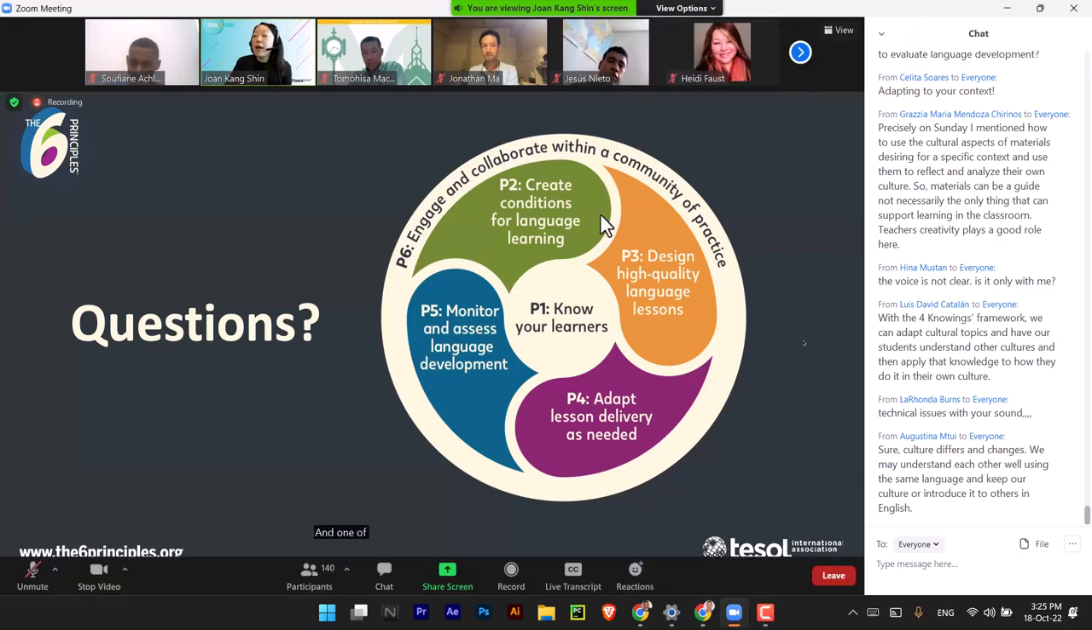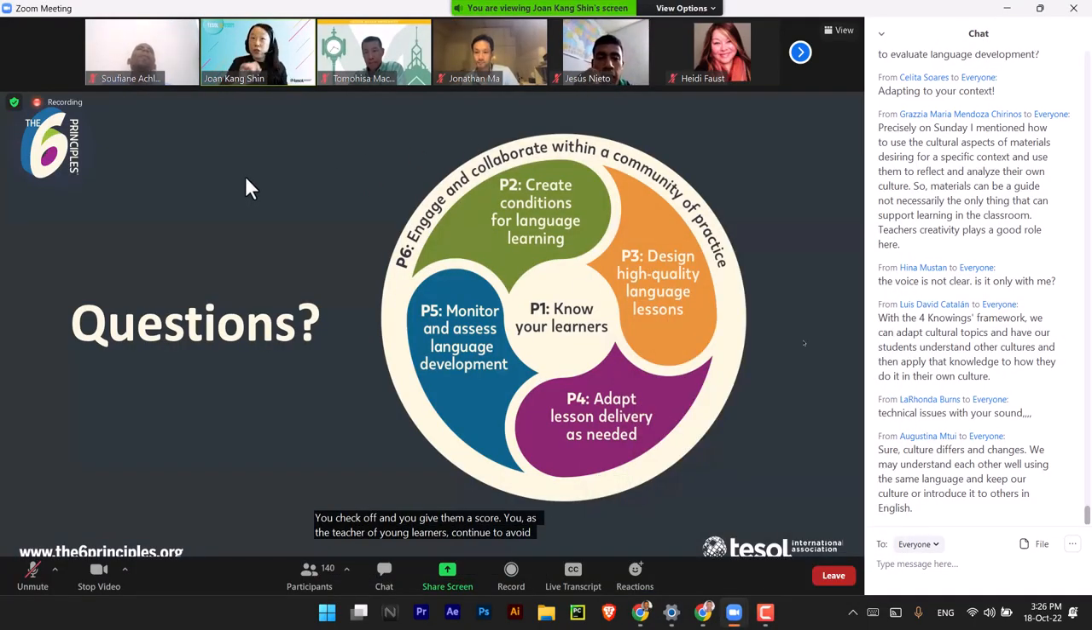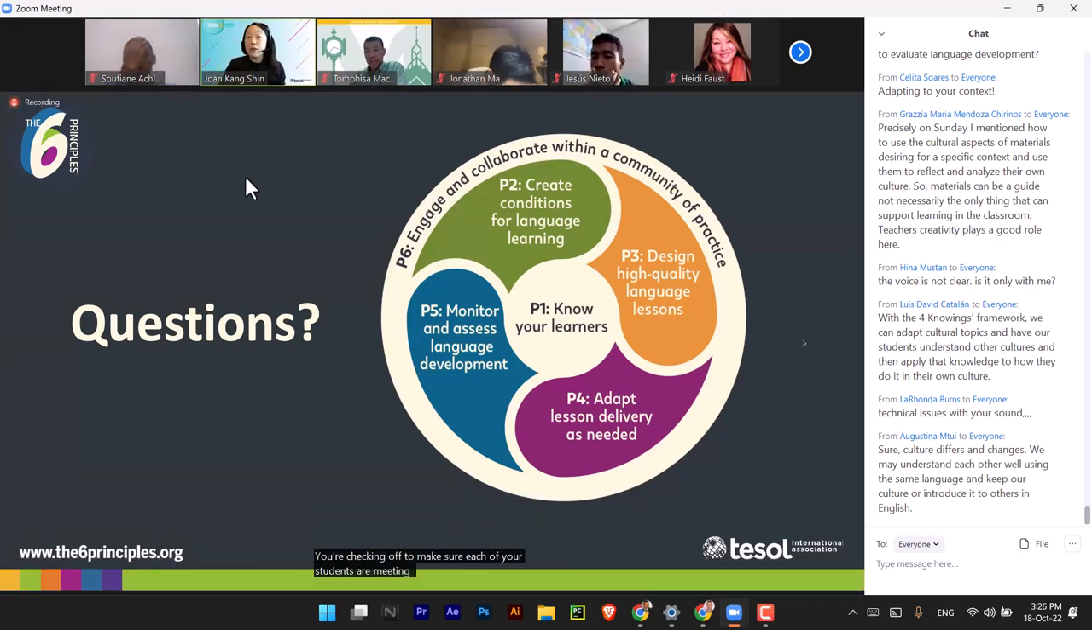And one of the things you would find in our 6Ps book are examples of checklists and rubrics that are assessment tools to keep track of your young learner's ability to use the different aspects of the English language that you're trying to teach. Those are excellent tools for assessment that are continuously used. It's not like a test you check off and you give them a score. You, as the teacher of young learners, continue to observe. You're checking off to make sure each of your students are meeting those objectives and then adapting your instruction, right? As you see here, Principal 4, adapting it to support the students who aren't quite meeting it so that by the end, when you do your assessment, they will all have met those outcomes that you expect.